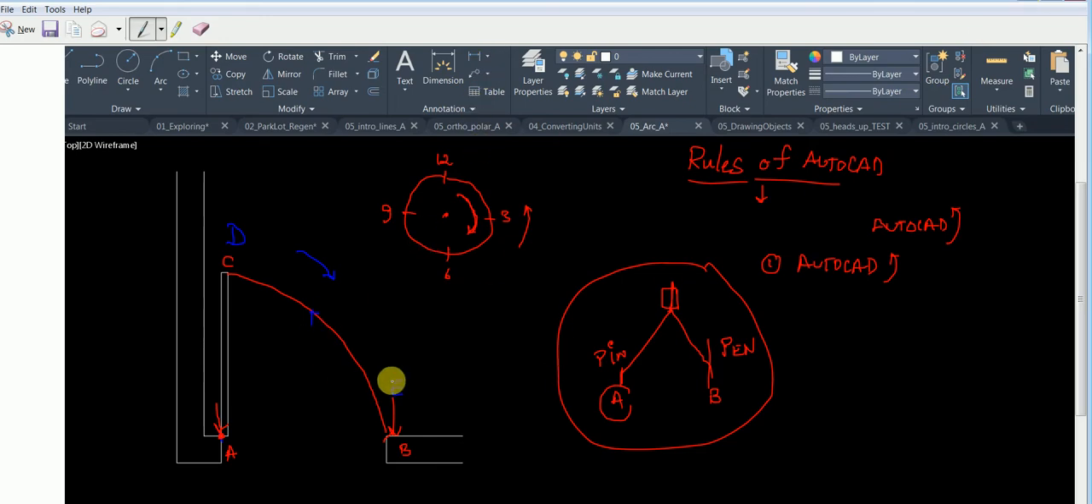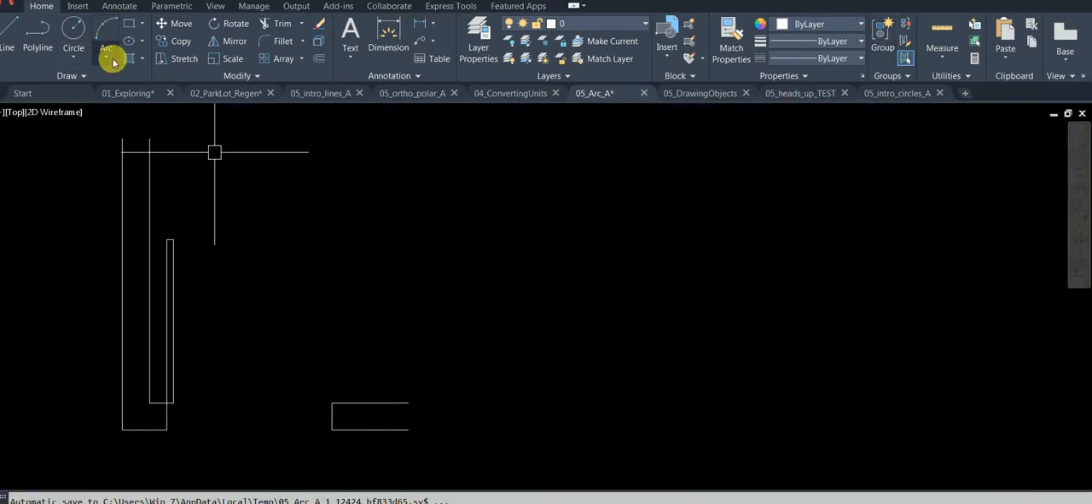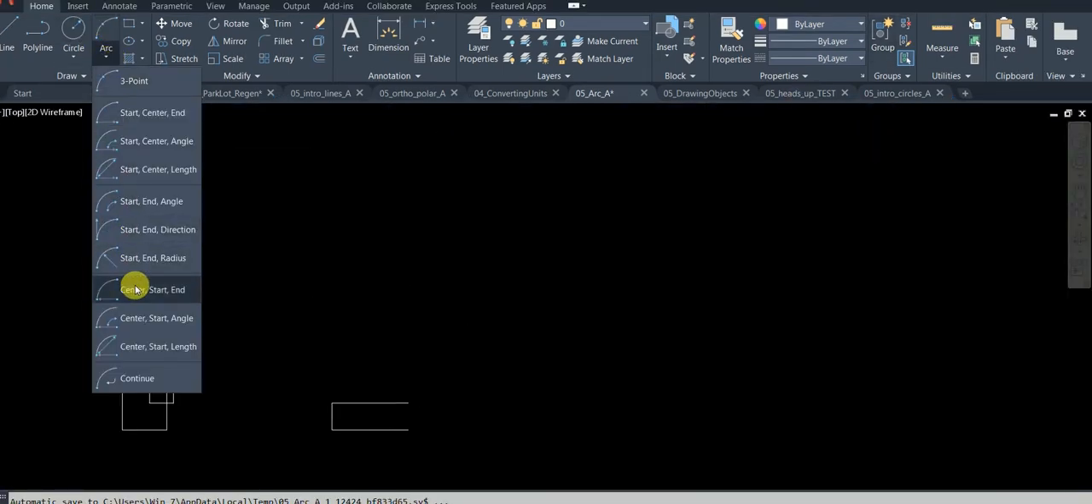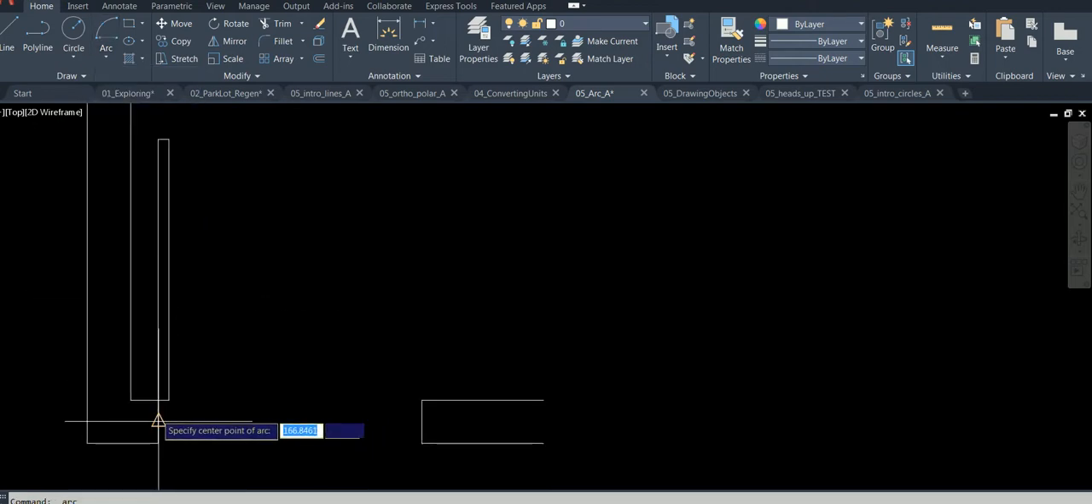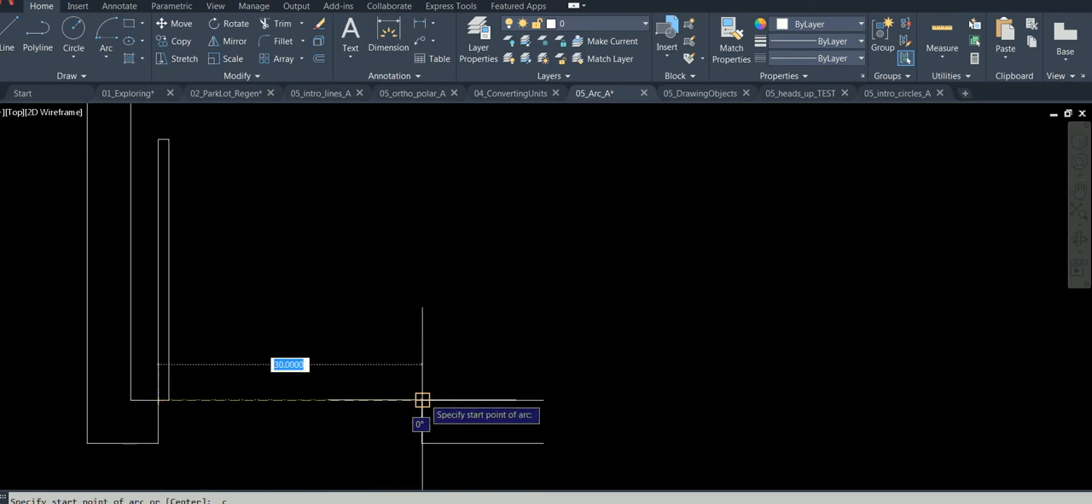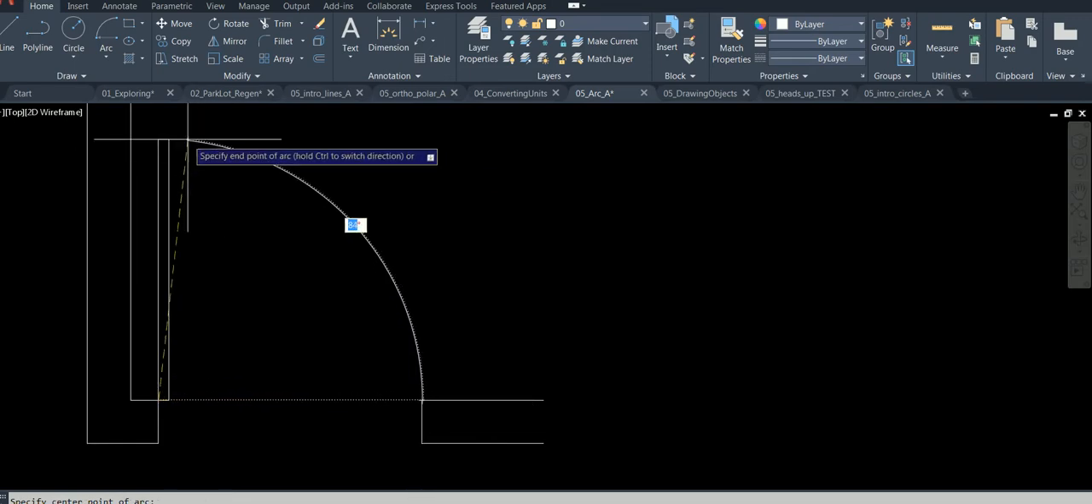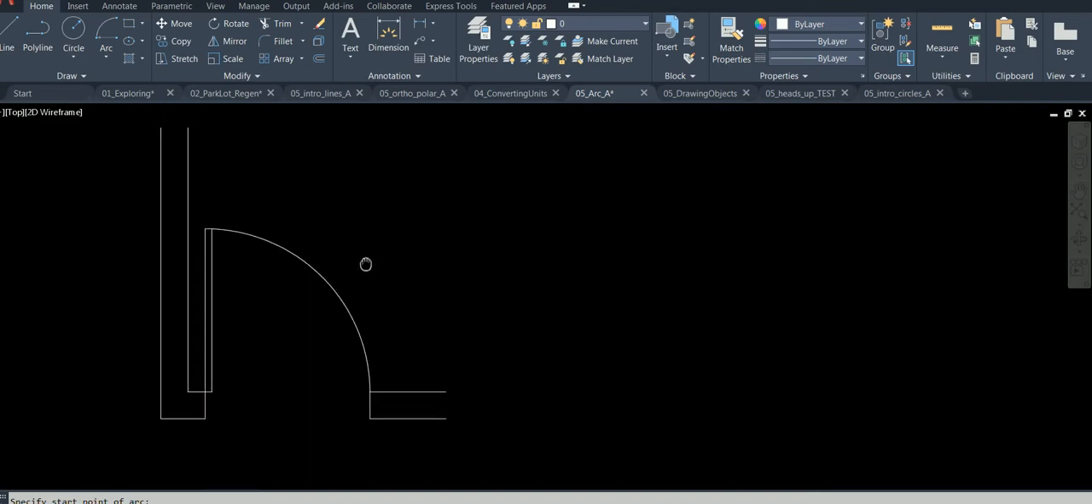I hope this is clear. Okay, listen. My aim is not to teach you arc, my aim is to teach you something else. I will click the arc, and there is one command, center start end. Any comments? Click this point, this is your pin. Click means left click. And I click here. This is B, and this is C. Now this looks like a door. Is this clear?